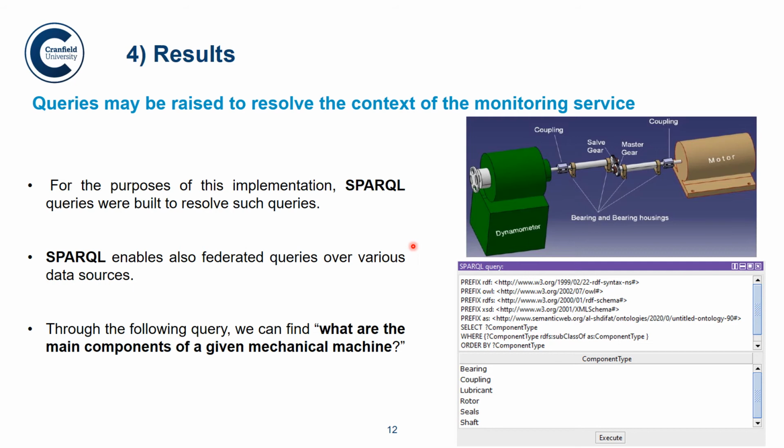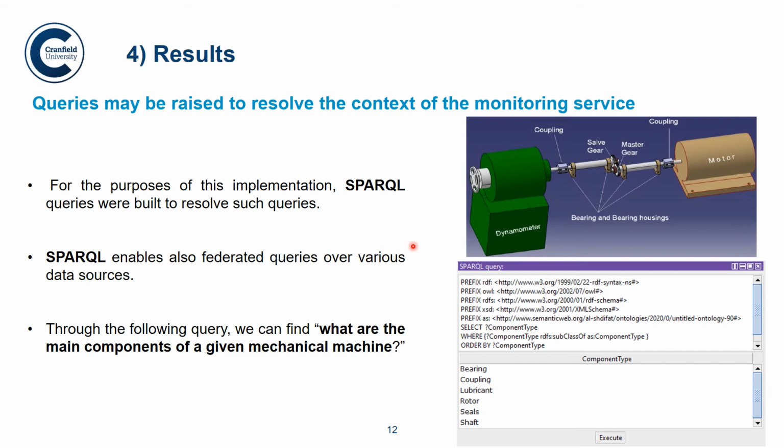Let's move to the main results. A typical usage scenario is that during the undertaking of condition monitoring, queries may be raised to resolve the context of the monitoring service. For example, this may involve the determination of possible failure modes for a component, the functional impact of the faults on the test rig, the measurement options appropriate for given faults and components, as well as measurement parameters associated with them. For the purpose of this implementation, SPARQL queries were built to resolve such queries.